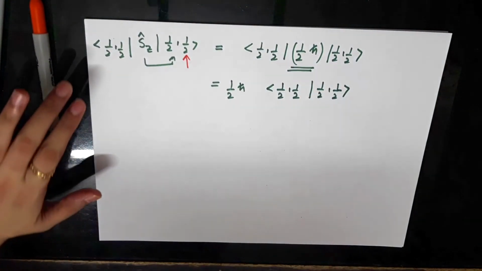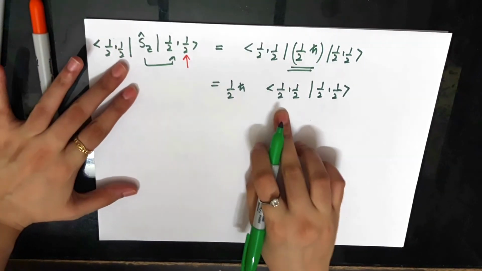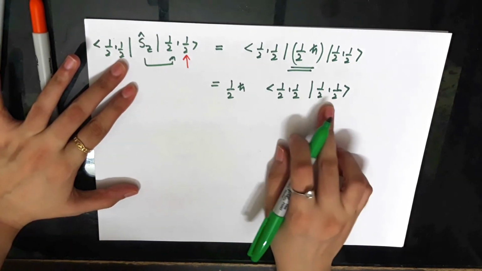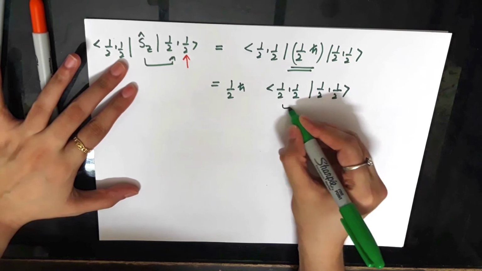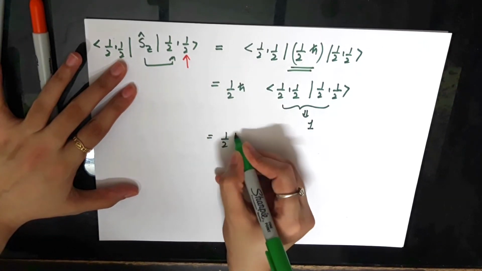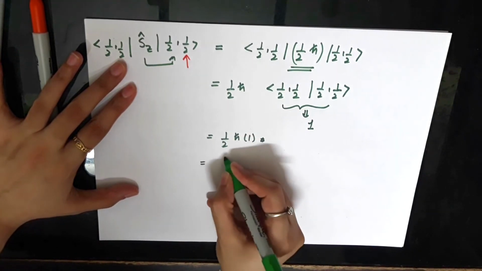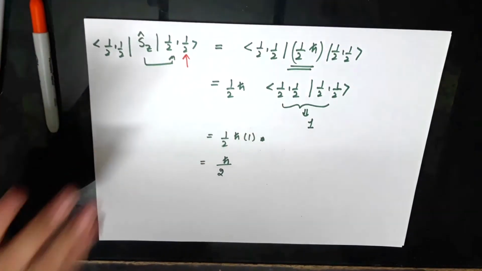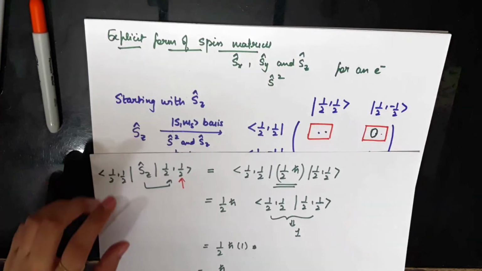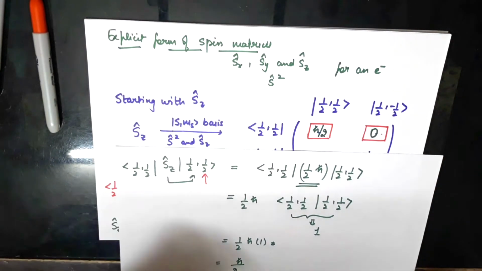And as I just mentioned, because these are eigenstates of Hermitian operators S square and Sz, they are normalized to unity. So the inner product of these states with themselves should give me the number 1. And this multiplied by half h cross would give me the answer h cross by 2. So I have figured out now that this entry here is h cross by 2.